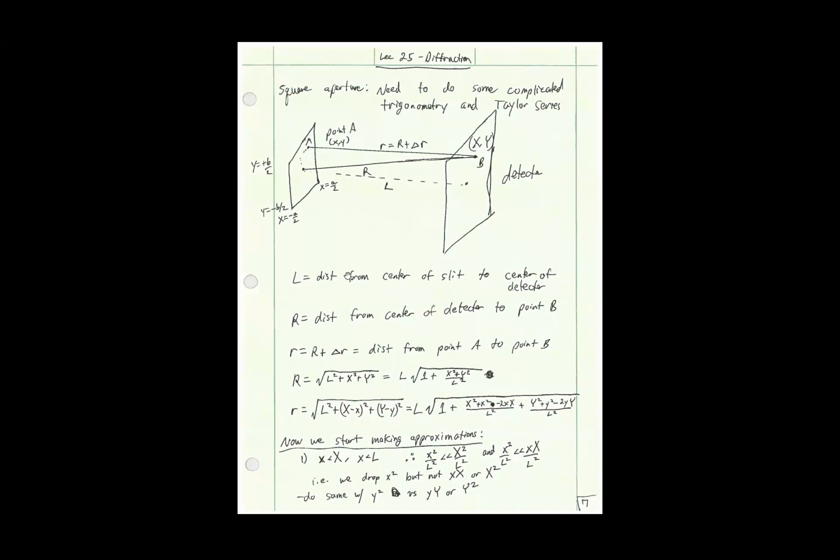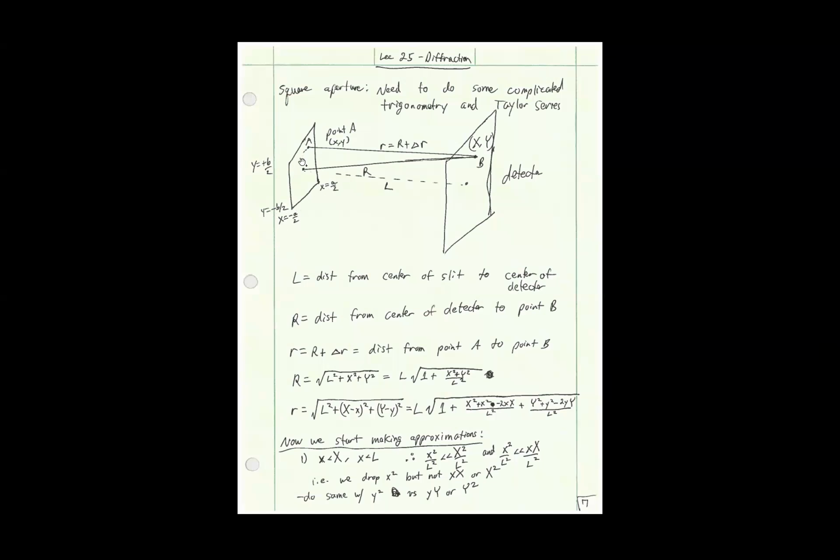So let's set up some geometry. L is the distance from the center of the screen, the rectangular slit, to the center of the detector. And shoot, I did this wrong. I wanted Y to go from minus A over 2 to A over 2, and X to go from minus B over 2 to B over 2. But right now that doesn't matter. We'll deal with it at the end.